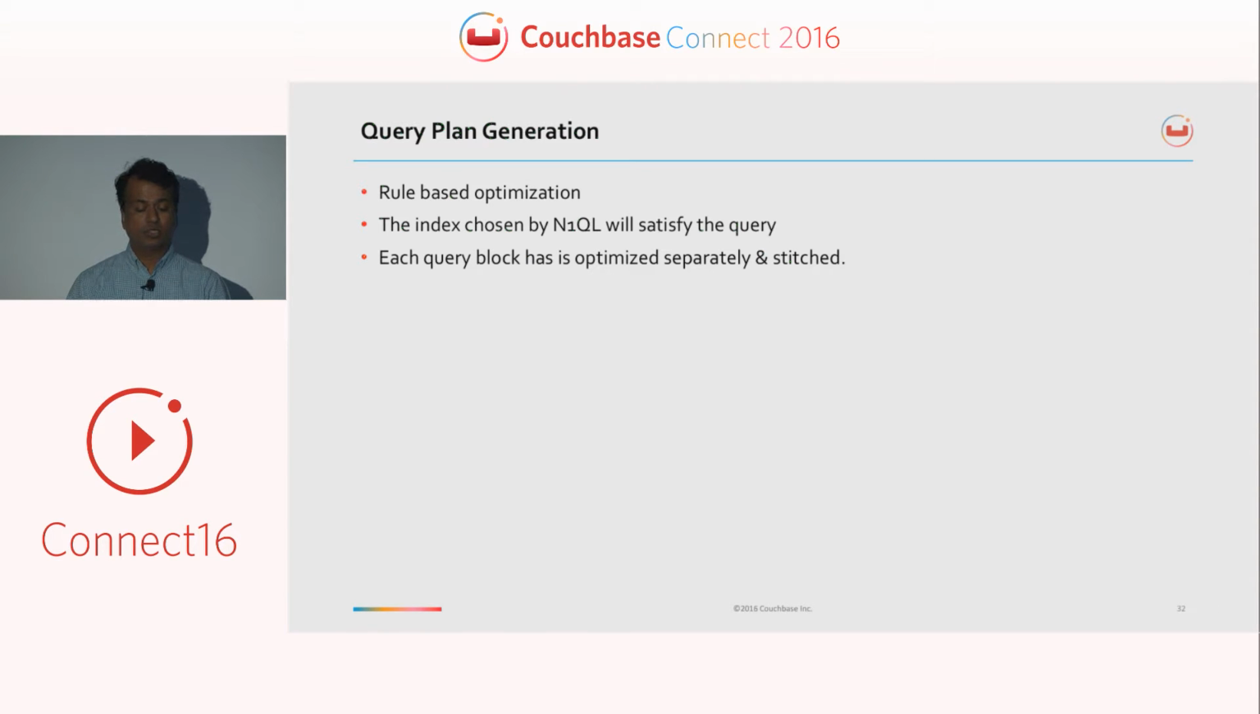The indices chosen by N1QL query service are the ones that satisfy the query predicates. And when you have a complex query, we optimize each of the query blocks separately and then stitch them together to create the big plan. If you have a subquery, correlated subquery, that's not a separate block. That's already in the parent block. But if you have subqueries in the from clause and so forth, or if you have queries that are put together by set operators like union, union all, and all that, each of them are planned separately.